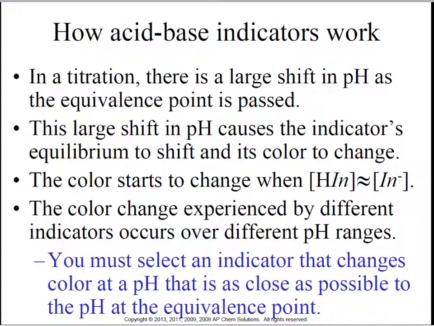So when a scientist is selecting an indicator, they want to pick one that has a color change at a pH as close as possible to the pH of the equivalence point. You want the color to change at the equivalence point for your particular titration. And remember, that's that jump where we spike up from basic to acidic or acidic to basic. So you want a color change that happens during that spike.